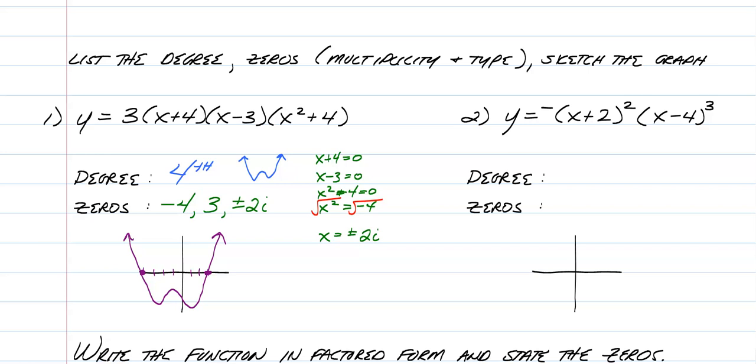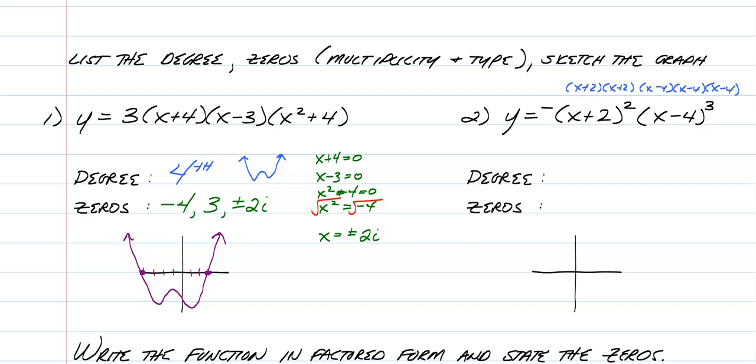You have 2 x's and 3 more x's. Remember, x plus 2 quantity squared. If you FOILed that out, it would be x squared plus 4x plus 4, because remember, that's like saying x plus 2 times x plus 2. And this is like saying x minus 4 times x minus 4 times x minus 4. And then you would have to just FOIL all of that stuff. We're not here to do that. We're here to talk about the degree, the zeros, and what the graph would look like.